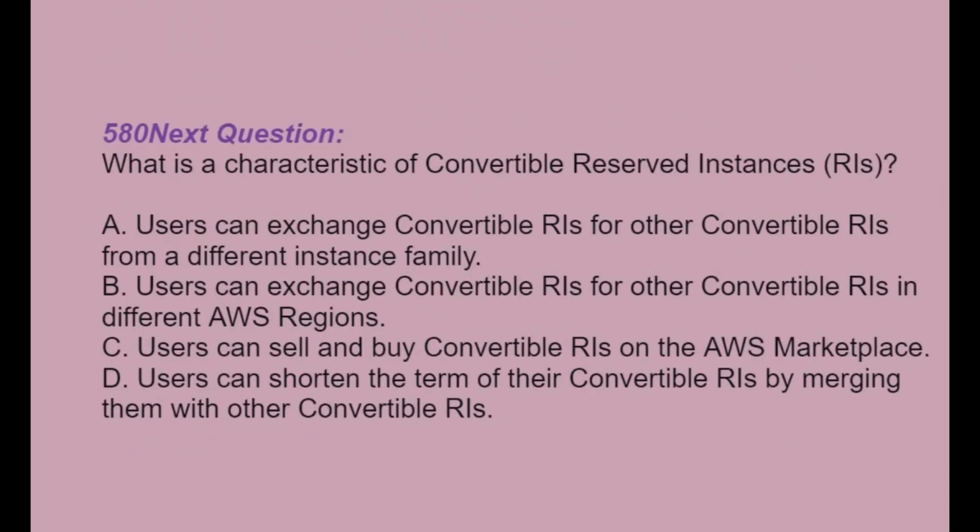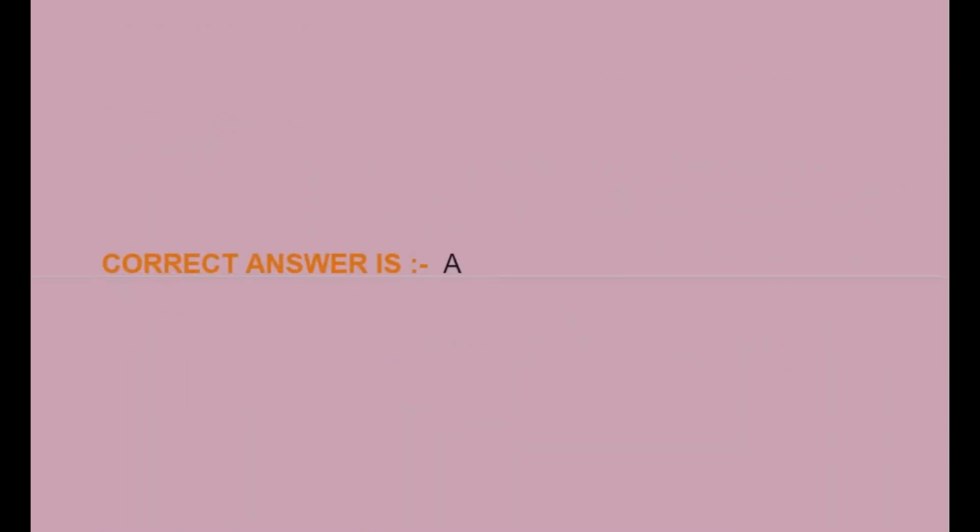Question is, what is a characteristic of convertible reserved instances, RIs? Option A, users can exchange convertible RIs for other convertible RIs from a different instance family. Option B, users can exchange convertible RIs for other convertible RIs in different AWS regions. Option C, users can sell and buy convertible RIs on the AWS marketplace. Option D, users can shorten the term of their convertible RIs by merging them with other convertible RIs. Correct answer is option A.